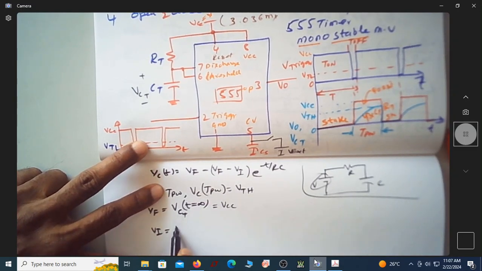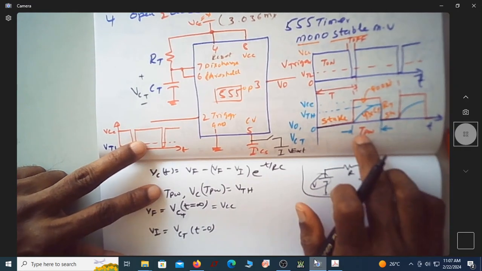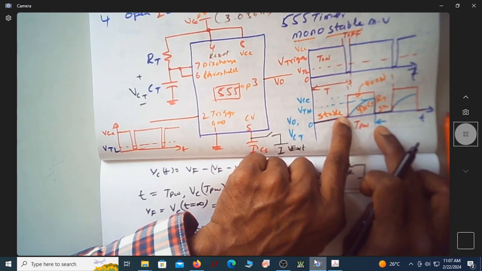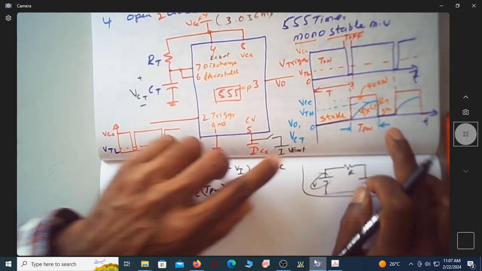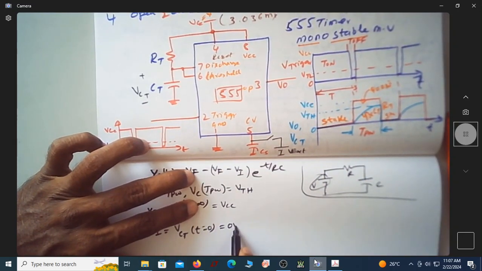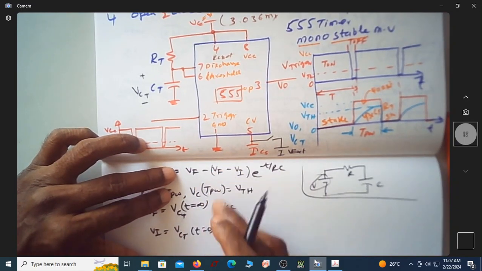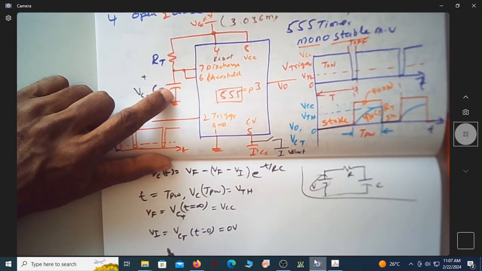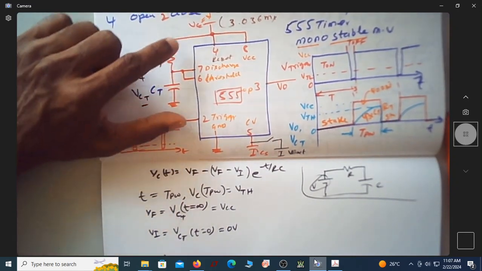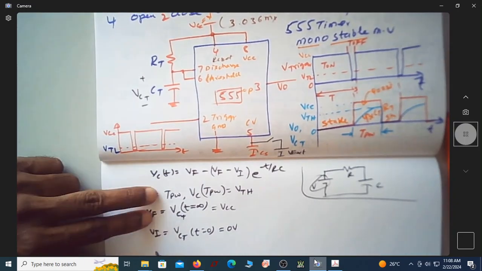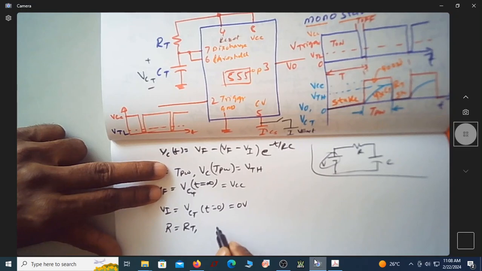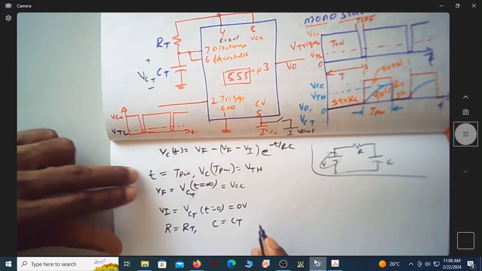So this is VCC. So what is V initial? It is the capacitor voltage when T is equal to 0 for this pulse width. For this pulse width, the 0th time is the starting point. So at that point, what is the capacitor voltage? It is 0 volt. Now what is R? This is a charging resistor. In this case, this capacitor will charge to VCC through this RT. So R is equal to RT, and C is equal to CT.